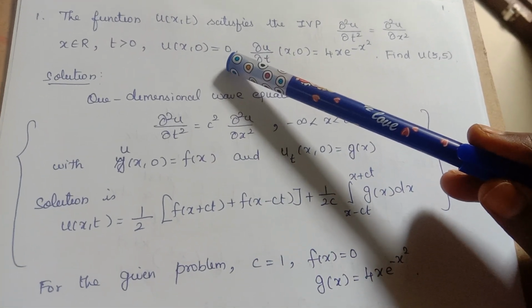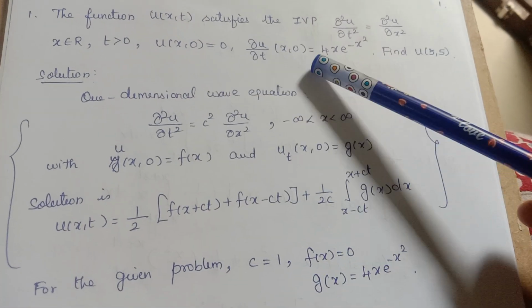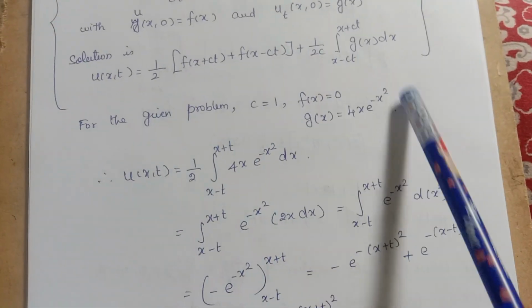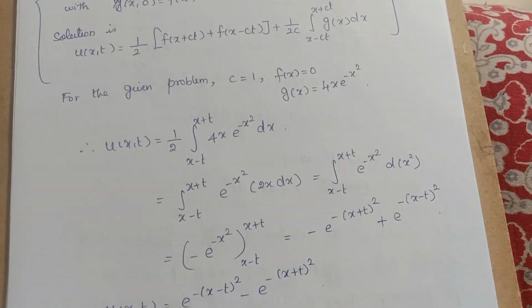f is 0 for this problem, and g of x is u_t of x comma 0, g of x is 4x into e power minus x square. So I have written all the given values. Let me substitute in the solution.